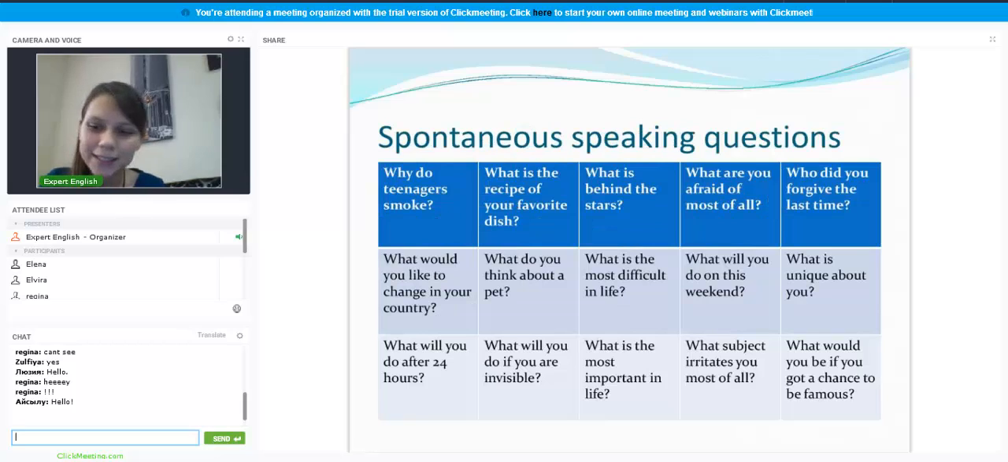spontaneous speaking questions at the same time, which are really often used in some interviews, in job interviews. These questions are actually taken from the job interview of an international airport airplane company. It is Emirates or something like this. And here you see some creative questions. What is behind the stars? I don't know. What is the most difficult in life? What will you do on this weekend? What is unique about you?